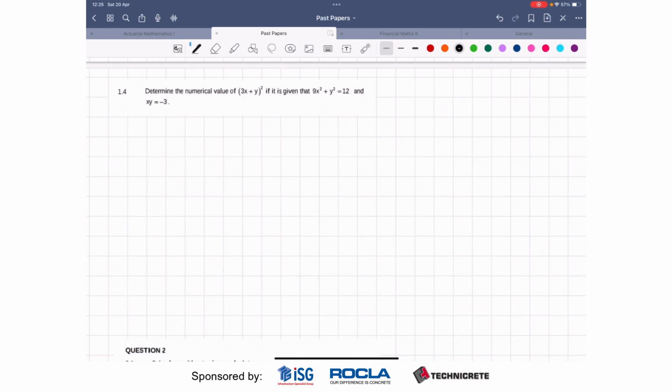1.4, I'm asked to determine the numerical value of (3x plus y) all squared if it's given that 9x squared plus y squared is equal to 12 and xy is equal to minus 3. So the first thing I'm going to do is expand this bracket here.